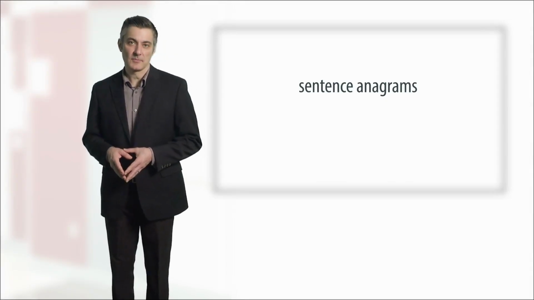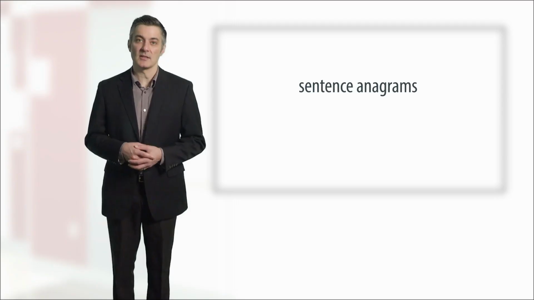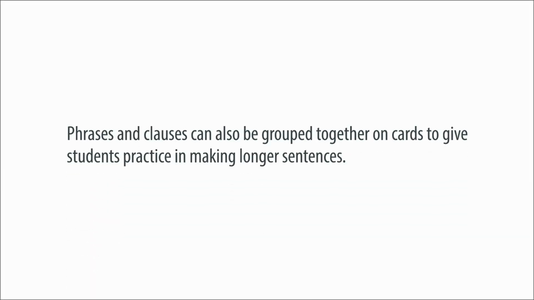As students become proficient in rearranging sentences, give them sentence anagrams to solve on their own or with a partner using the different types of sentences and appropriate punctuation. Phrases and clauses can also be grouped together on cards to give students practice in making longer sentences. Students might also discover that sometimes there is more than one correct way to organize sentence parts.